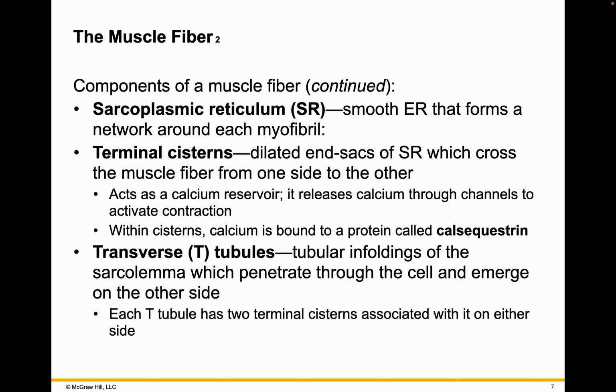It's going to release calcium through channels when activated. There's a protein within the sarcoplasmic reticulum called calsequestrin. There are also transverse tubules. They are infoldings of the sarcolemma that penetrate through the cell and emerge on the other side. Each T-tubule is going to have two terminal cisterns associated with it on either side, and these play a role in getting signals throughout the cell.